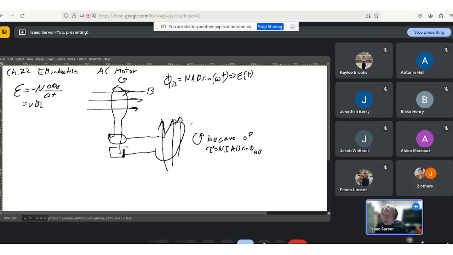So this is an AC motor. Oh, that's not right. Remove that and replace it with something more proper. It's not just an AC motor. It's an AC generator. And so this guy's rotating because some mechanical torque is being imparted upon it.